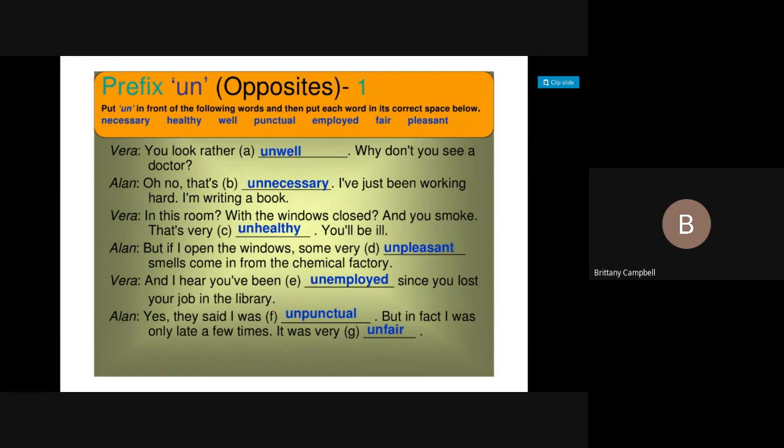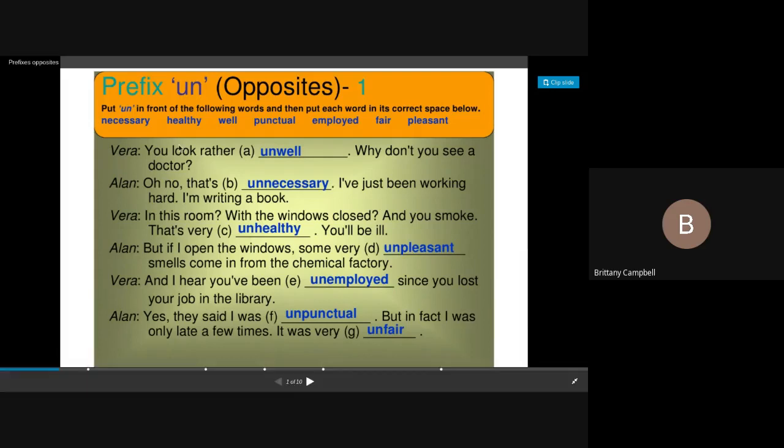You are not well. Exactly. Beautiful. So that means it is a negative because you are not. Yes? So it is a negative prefix. So you look rather unwell. Why don't you see a doctor? Then Alan stated that, oh no, that's unnecessary. I've just been working hard. I'm writing a book. So it is not necessary.